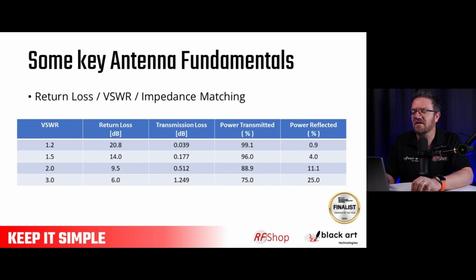Translating that to percentage, 75% of my power is going forward at the 3 to 1. And 25% of my power, I'm just throwing away, reflected back. It's not to be seen again. That is a lot, and that's something to be taken into account. So normally when we do antenna designs, we aspire to get 1.5 to 1. You can see, so we are endeavoring to have 4% reflected. That was 96% is going forward.